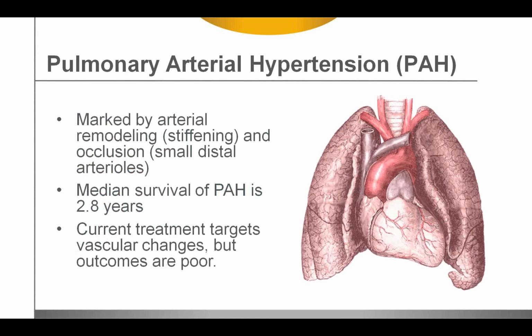So the model that we are trying to develop is a pulmonary arterial hypertension model in mice. Pulmonary arterial hypertension is really marked by arterial remodeling, particularly stiffening of all the arteries and then occlusion in the small distal arterioles. It's a disease that has a median survival of only 2.8 years, and current treatments target vascular changes, but the outcomes are still poor, and so there really needs to be new treatments developed to get at this disease.